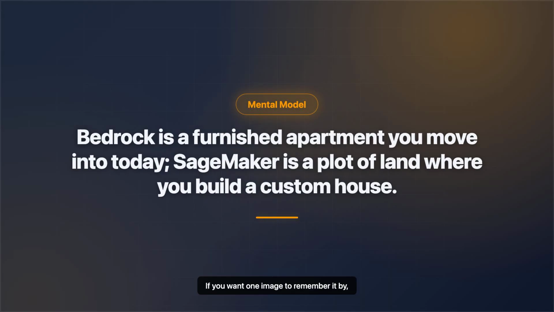If you want one image to remember it by, use this. Bedrock is a fully furnished apartment. You move in today, you pay monthly, and the landlord handles all the maintenance. SageMaker is a plot of land where you build a custom house, total control over the floor plan, but you need construction expertise, and you maintain the property yourself. Rent versus build. That's the whole comparison in 4 words.